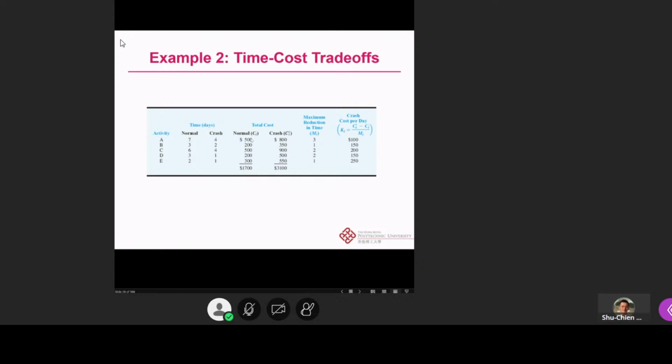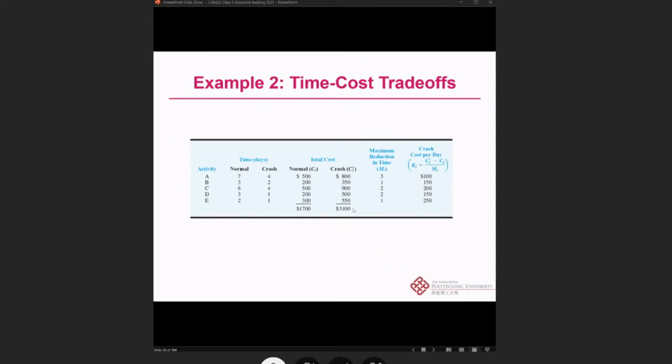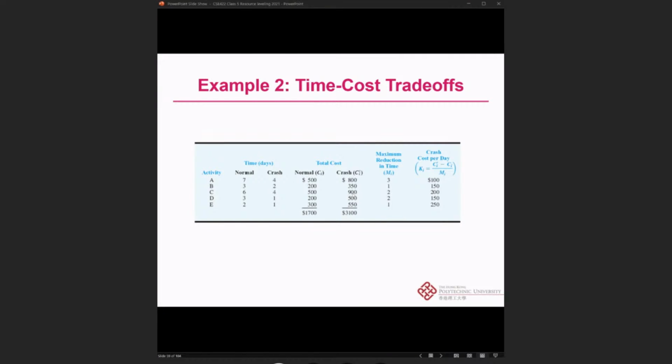We have 800 minus 500, divided by 3, and we get 100 per day. So this is like a coefficient. Activity B is 350 minus 400, and we get 150 if we want to crash activity B. Then we also have activity C. The crash cost is 900 minus 500, and we also divide by 2, so we get a slope, a coefficient, of $200 per day. So activity B is 150, and activity E is 250. All right, so these are the coefficients that we get.